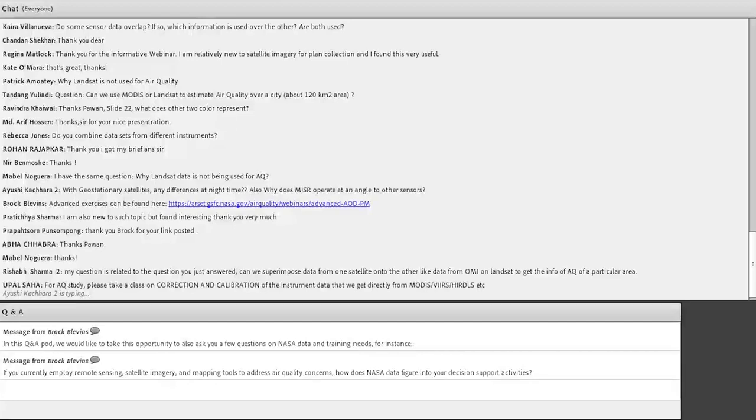Another question: can we use MODIS or Landsat to estimate air quality over a city? The answer is yes. And to learn a little bit more about that, we'll talk in weeks 3 and 4, with more details.